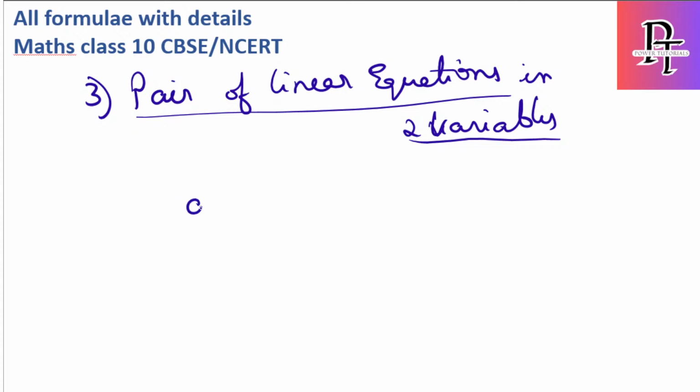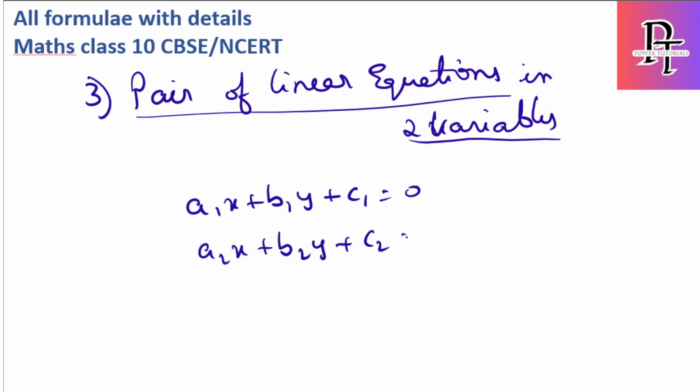So it will be something like this. We have a1x plus b1y plus c1 is equal to 0 as the first equation, and a2x plus b2y plus c2 is equal to 0 as the second equation. As there are two equations, we call it a pair. It is two variables because we have x and y here. So first of all, you have to understand what you are doing. Pair of linear equations in two variables means two linear equations where the highest power is only one, and the variables are x and y.